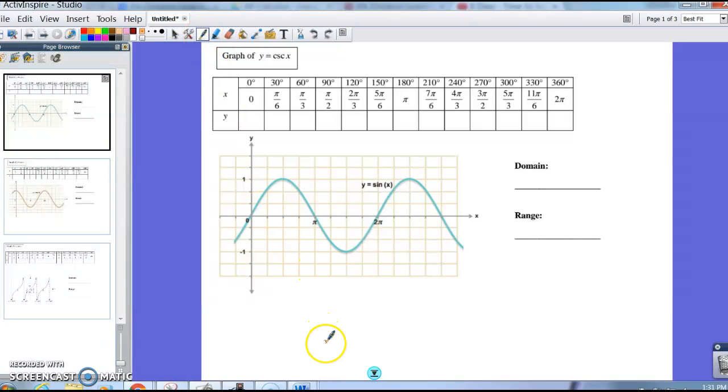Hi everyone, today we are going to talk about reciprocal trig graphs. So we've done reciprocal trig functions, cosecant, secant, and cotangent, and now we're going to look at their graphs.